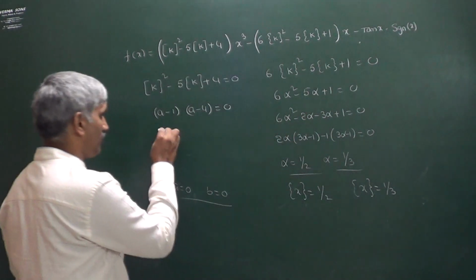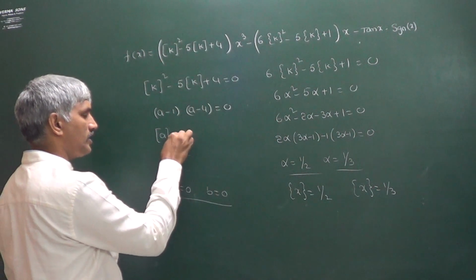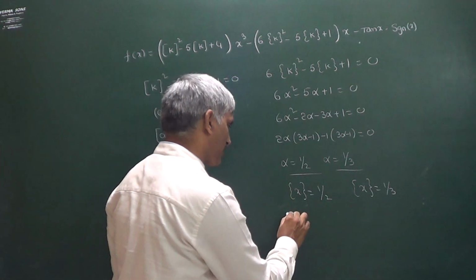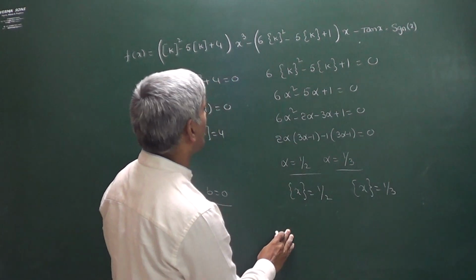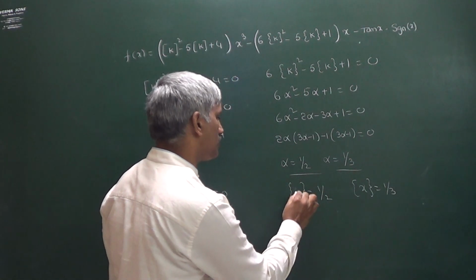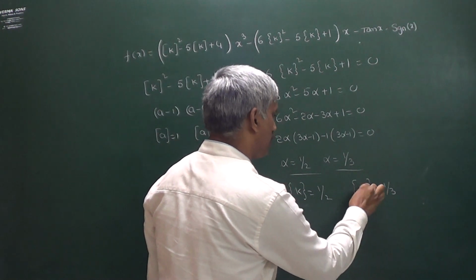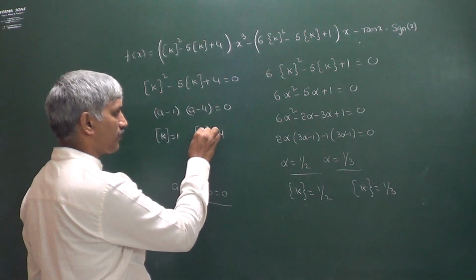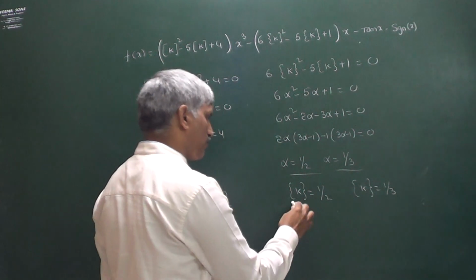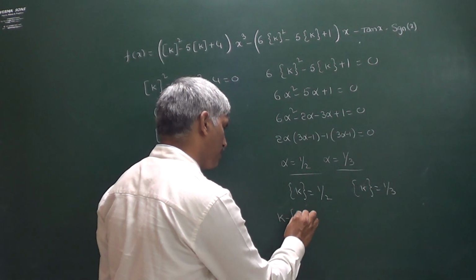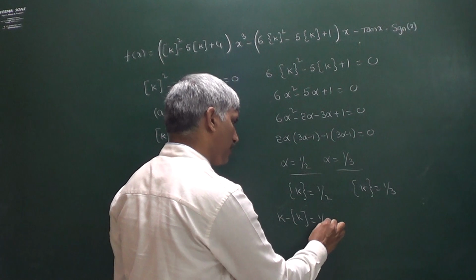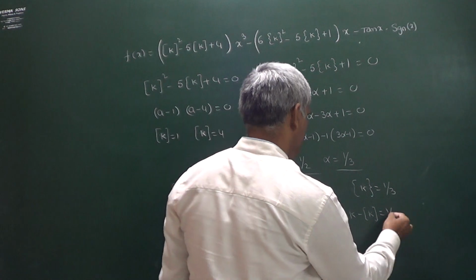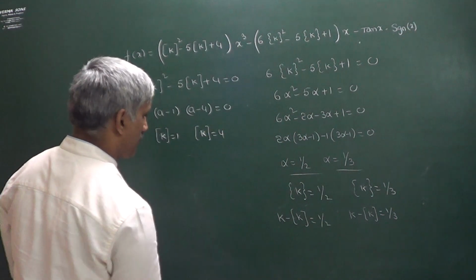But here what information did we get? Integral part of a is equal to 1, integral part of a is equal to 4. What can we write for fractional part? Not fractional part of x, I think here fractional part of k. Yes, k. He is asking to find the sum of all the possible values of k. Here also integral part of k is equal to 1, integral part of k is equal to 4. But what can we write for fractional part of k? K minus integral part of k is equal to 1 by 2. K minus integral part of k is equal to 1 by 3.